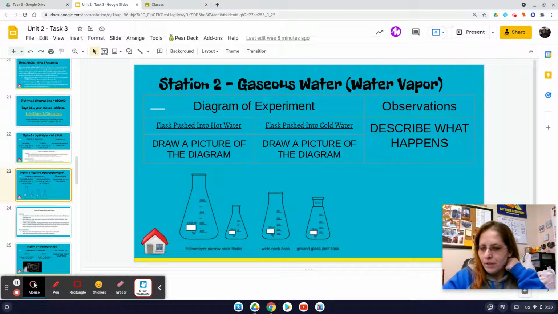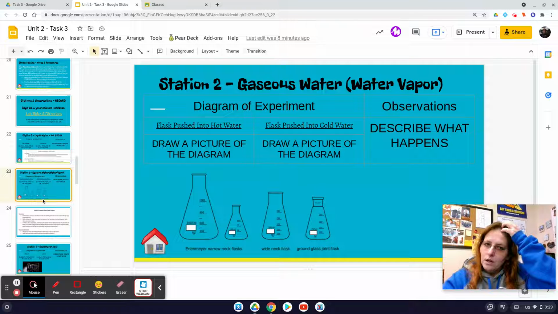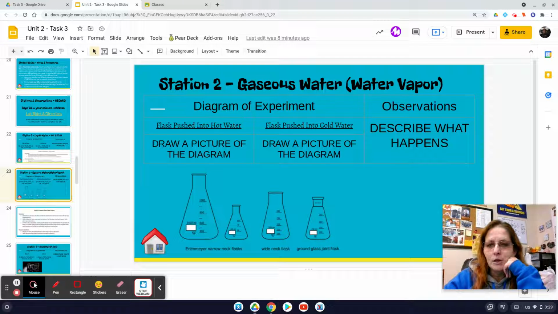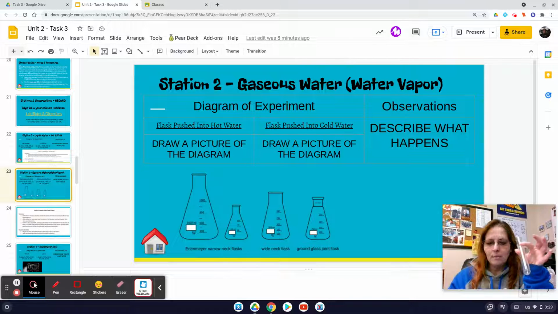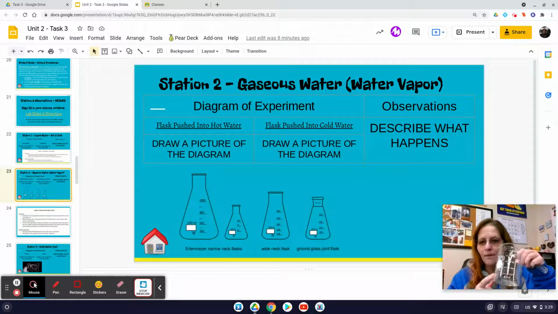The second station is gaseous water. Hopefully the guest teacher will place themselves here because this one is a little bit messy. All right, on this one, you're going to have a flask. This is a flask. You will need tongs, all right, because this is going to be boiling water. It's going to be very, very hot water, okay, because we have to make a gaseous liquid, which requires a lot of heat. So this is going to be on a burner as well.